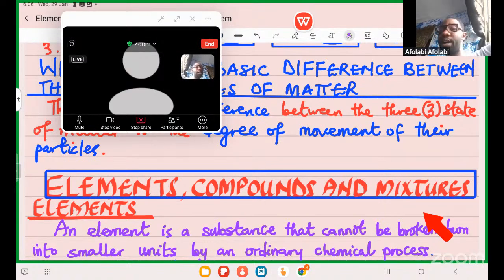It's a special reaction, so those reactions can break elements down, as uranium has been broken down by a series of explosions. But ordinary chemical processes, as we have here, will not break an element. That's why we define an element as a substance that cannot be broken down into smaller units by an ordinary chemical process. Is that clear?